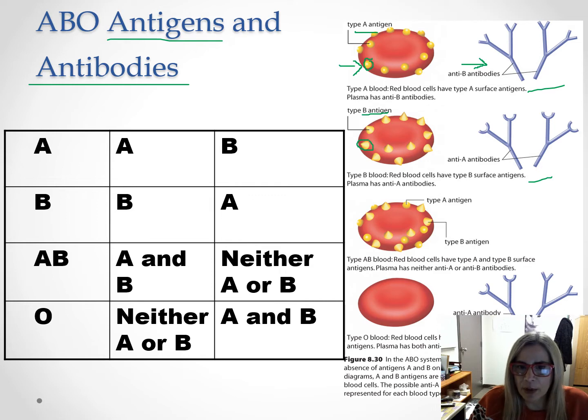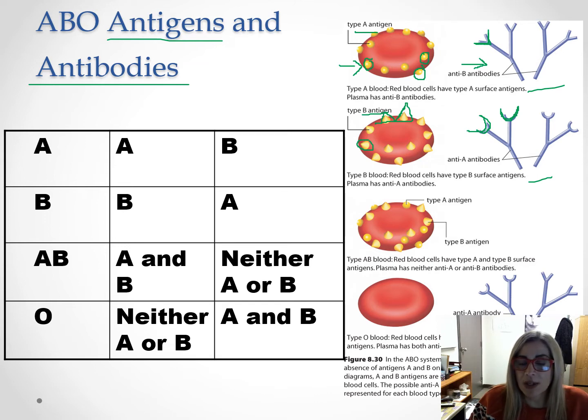If we look at our variable region, like we said before, you can see that on the B antibodies there's that V-shaped variable region, and that's going to fit these little triangular shaped proteins. Likewise, if someone has type B blood, that means they have the type B antigen, and conversely, they're going to make anti-A antibodies. So they're going to make antibodies that are going to protect against the antigen, or the foreign protein, that would be found on type A blood.